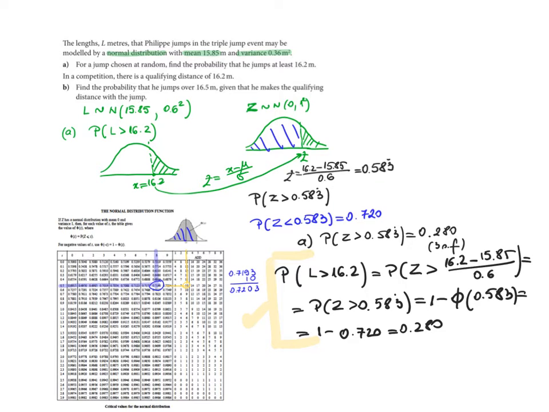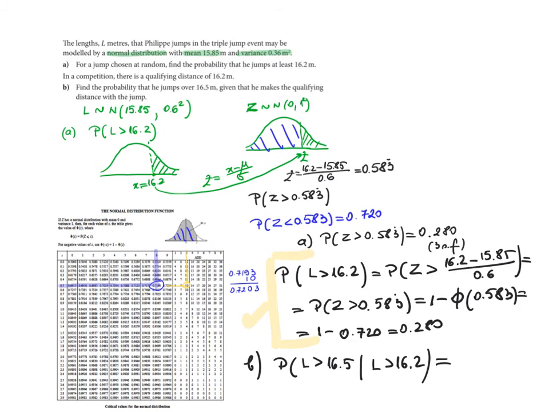In the competition, there is a qualifying distance of 16.2. Find the probability that he jumps over 16.5, given that he makes a qualifying distance with a jump. So given that L is bigger than 16.2.